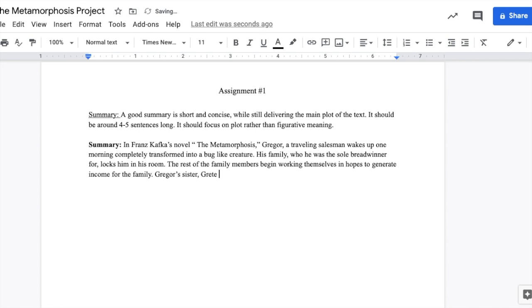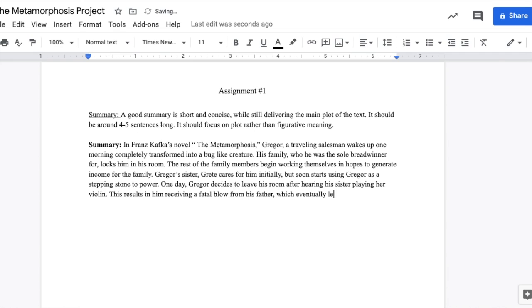Gregor's sister, Greta, cares for Gregor initially, but quickly starts to use him as a power grab and as a stepping stone to power. One day, Gregor leaves his room after hearing his sister play some violin for people who were living with the family at the time, and this leads to Gregor receiving a fatal blow in his back from his father, which leads to his untimely death.